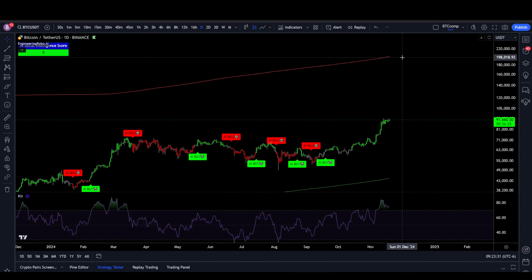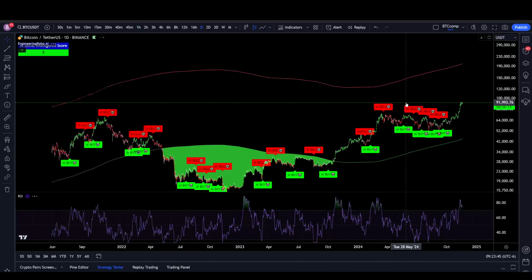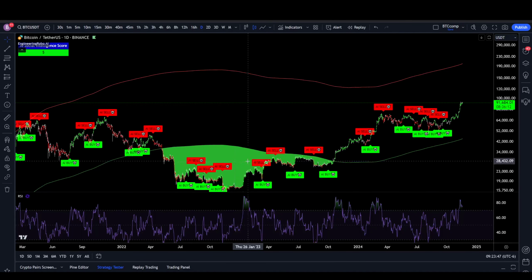So currently our expected top is around 198K, maybe 200K. We're kind of right in the middle of where Bitcoin's going to go. Now this can move up or down depending on what the price action does. But you can see back here, it was giving you an early signal to be accumulating during this range right here. And this is on a daily chart.